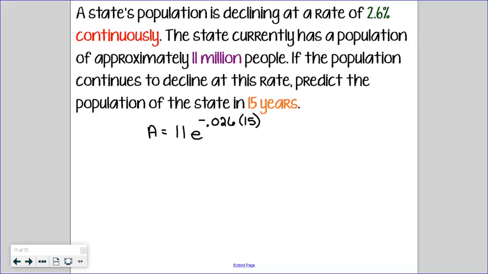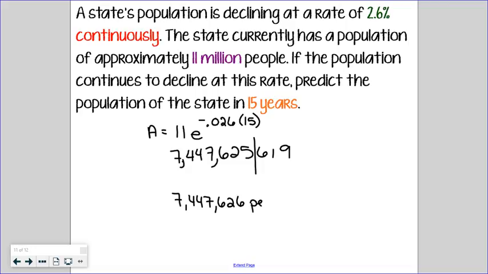I typed in 11, which means on my calculator it looks like 7.447625619. And a million, then I know there's a million. 1, 2, 3, 1, 2, 3. It would stop there. The 6 would round that up. So 7,447,626 people.